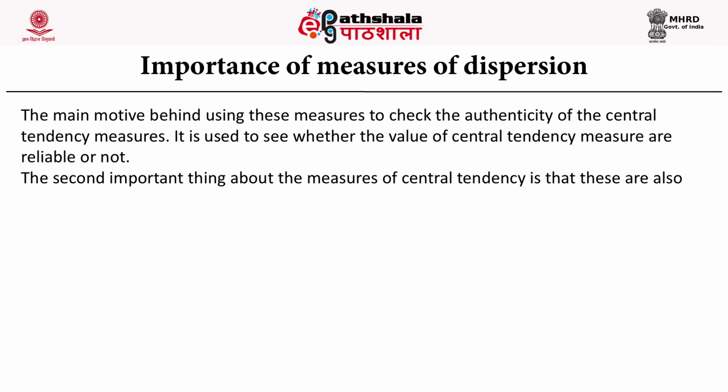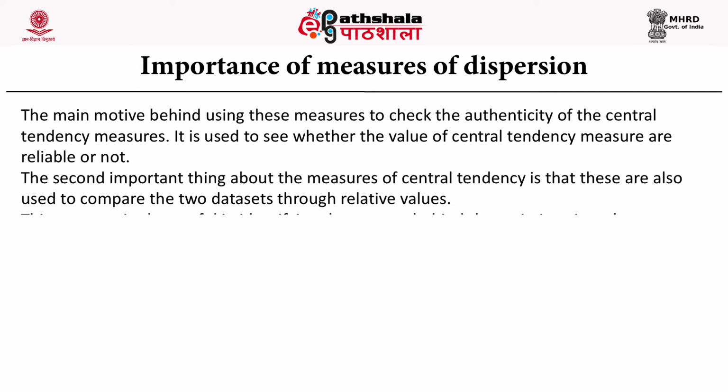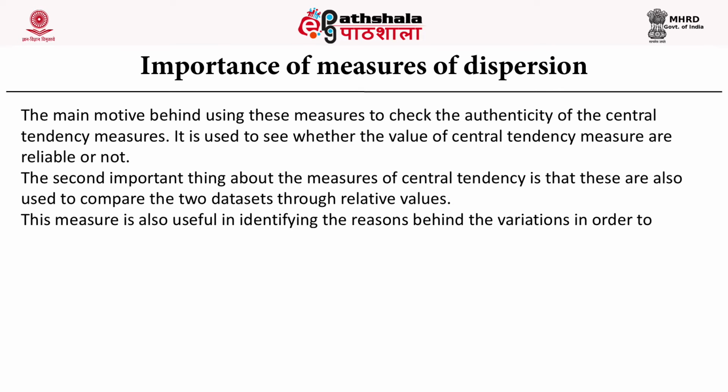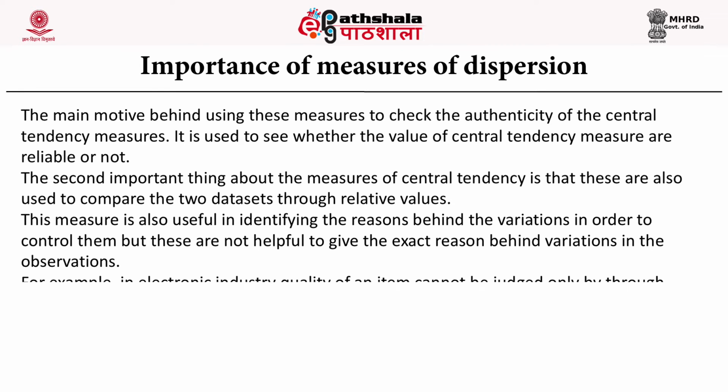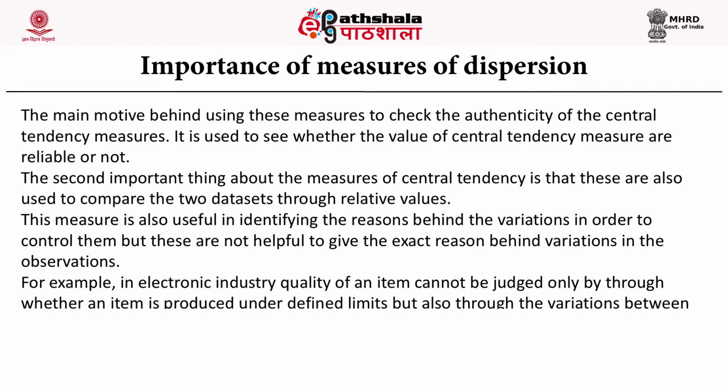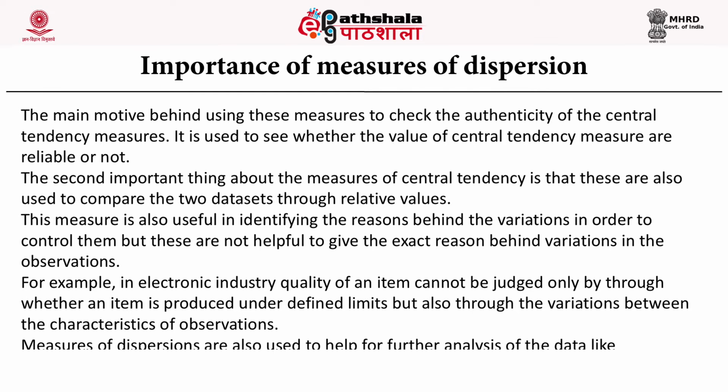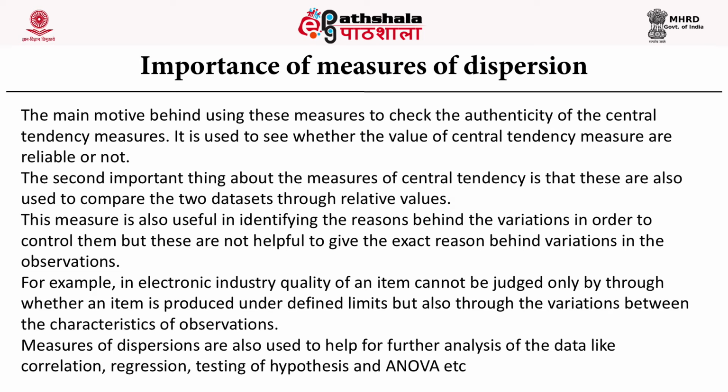The second important thing about the measures of dispersion is that they are also used to compare two data sets through the relative values. This measure is also useful in identifying the reason behind the variation in order to control it, but it is not helpful to give the exact reason behind variation in the observations. For example, in the electronic industry, the quality of an item cannot be judged only through whether an item is produced under a defined limit, but also through the variation between the characteristics of observations.